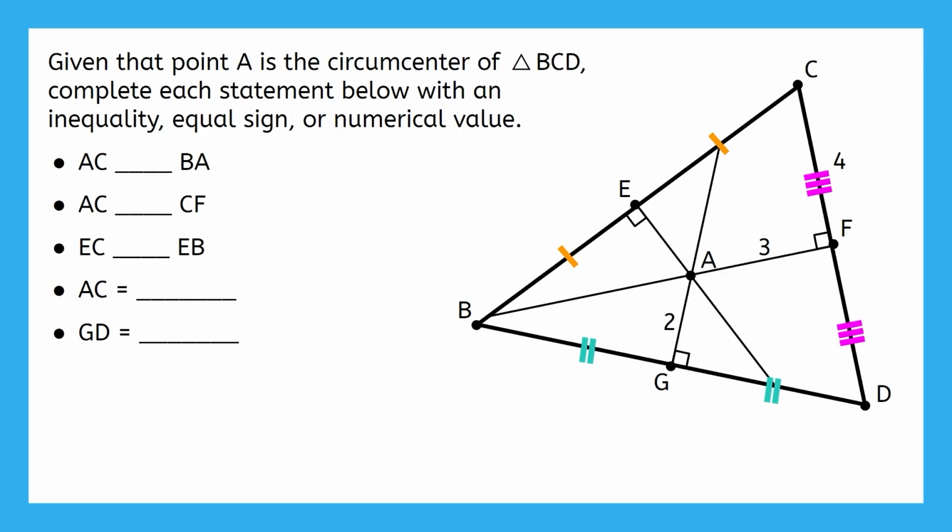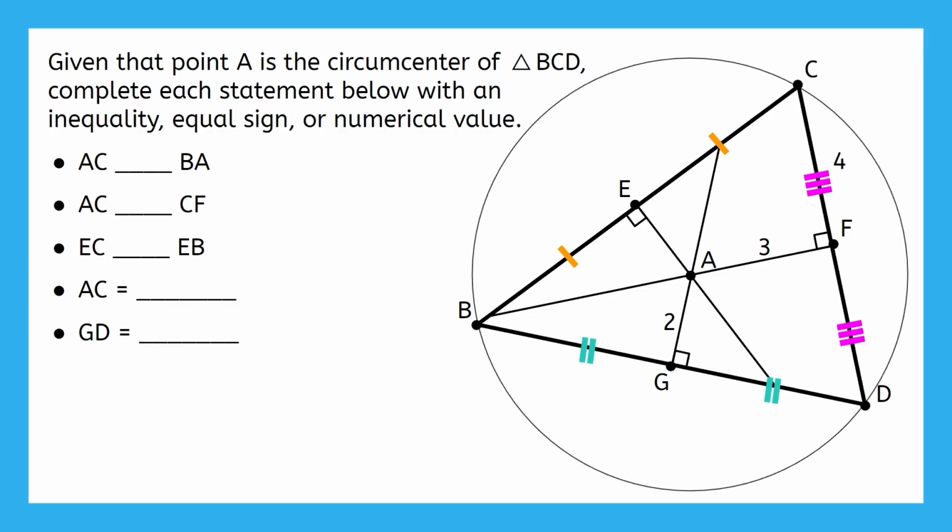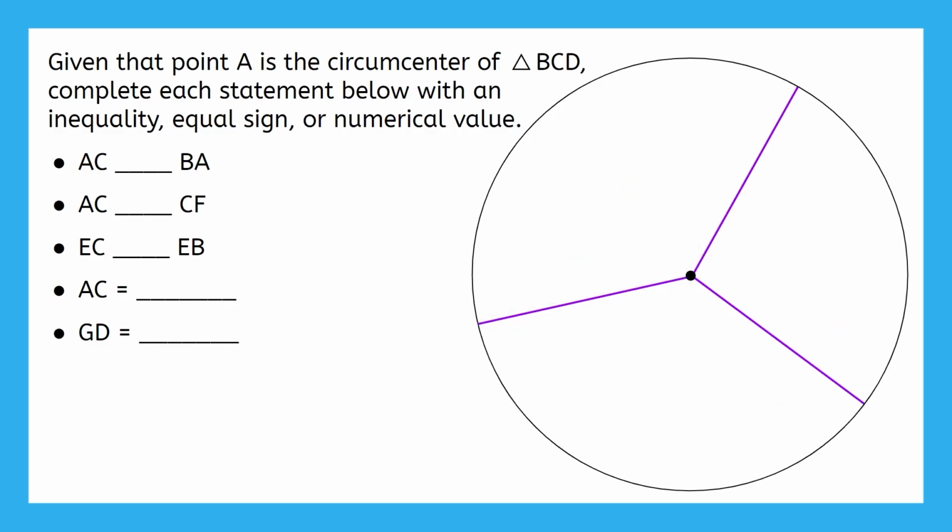We can think of the circumcenter as the center of this circle that goes through all the vertices of the triangle. We can draw in these 3 lines, which represent something special in the circle. Do you know what they represent? What if we take away all these other things for a moment? What do these 3 lines all represent? They're each the radius of the circle, making them all congruent.